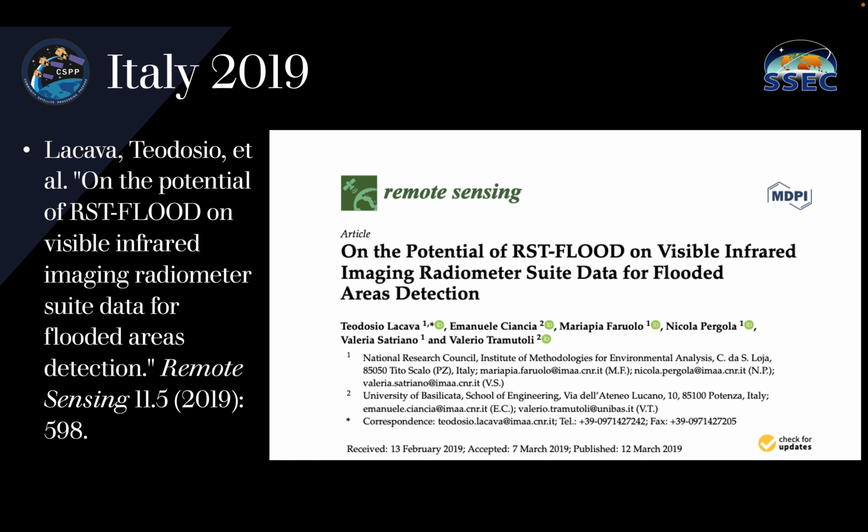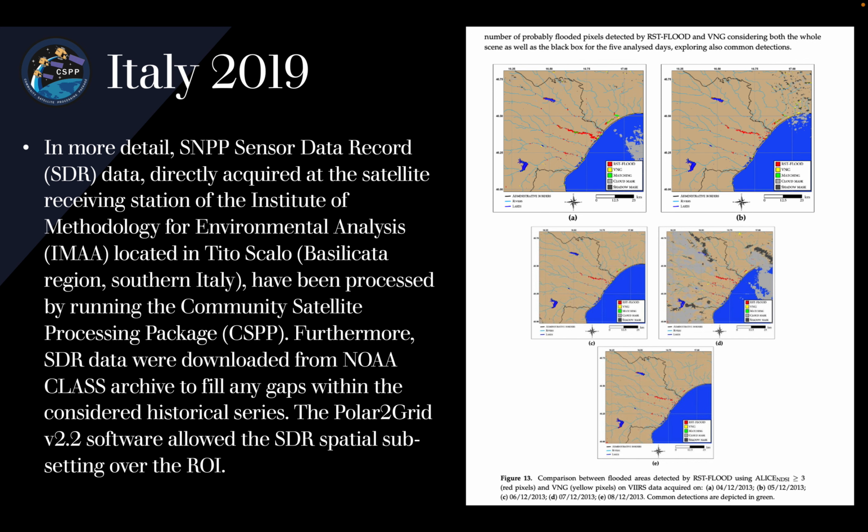And so what he's doing with the CSPP software is using it as a validation and comparing it with the algorithm that they developed. On the right is a screen capture of the figure in this publication. The red is the algorithm that they developed, showing flooding where the CSPP version is not. Where you see the yellow, that's where the CSPP flood algorithm is showing flooding where their detection is not, and the green is where they agree, from several different cases over southeast Italy.